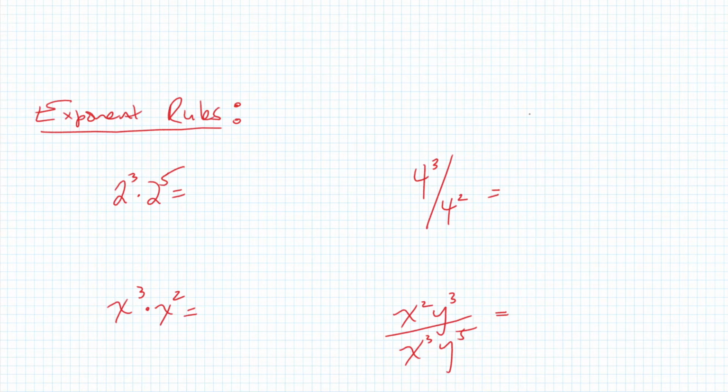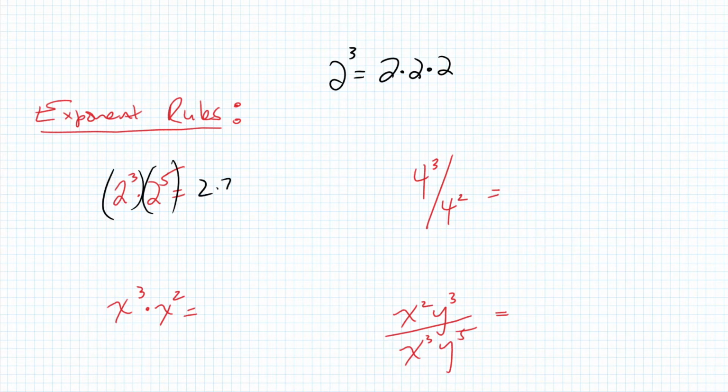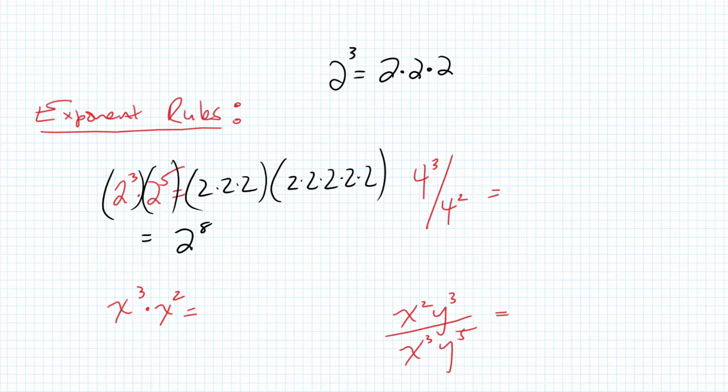And just like multiplication is repeated addition, an exponent is repeated multiplication. So 2 to the third power is equal to 2 times 2 times 2. So if we think of this first example, 2 to the third times 2 to the fifth, it's like 2 times 2 times 2 times 2 times 2 times 2, and then I got 5 of them in the second parentheses. If I add those up, then I'm going to get 2 to the 8th power.